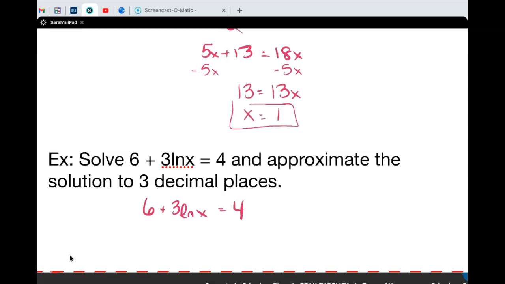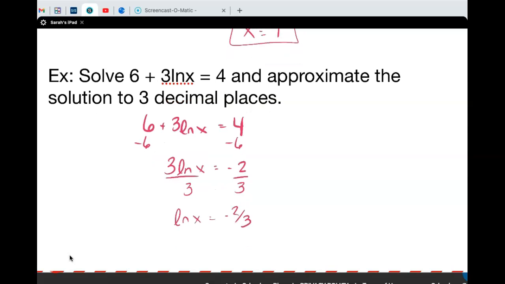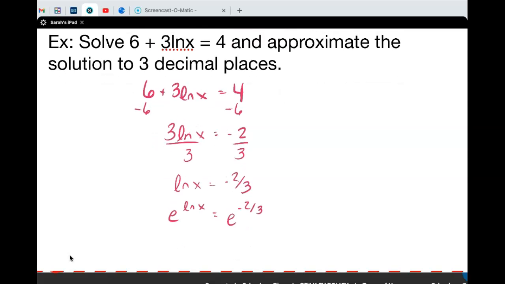Yeah, subtract 6 first. Then divide by 3 on both sides. So the natural log of x equals negative 2/3. To get rid of a natural log, we take e to both sides, and everything is in the exponent. So the left side uses the inverse property where this cancels, and I am left with x. On the right side, it says approximate to 3 decimal places, so we should type it in the calculator to get an approximation.